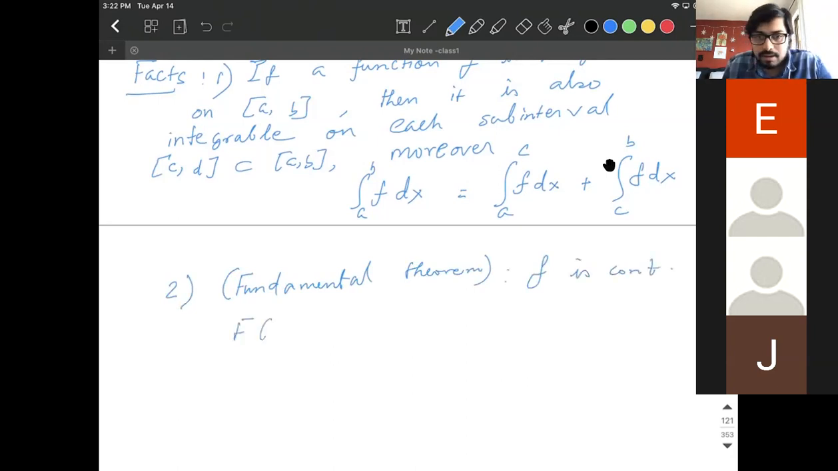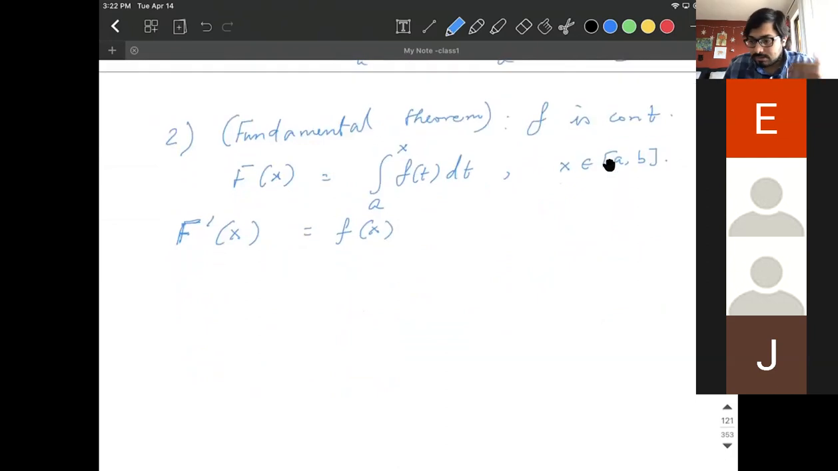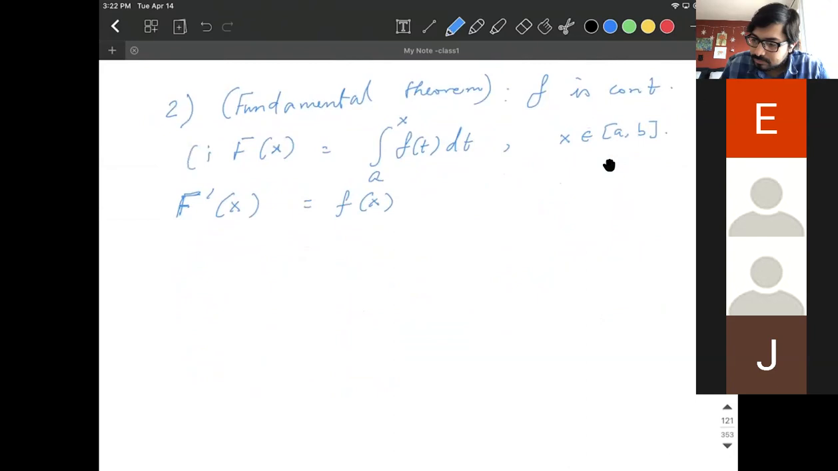Then you can define capital F of x to be the integral from a to x of f(t) dt, where x is something in between a and b, such that if you take the derivative of capital F, it will give you the function f of x. That's not exactly the whole fundamental theorem, that's one part.